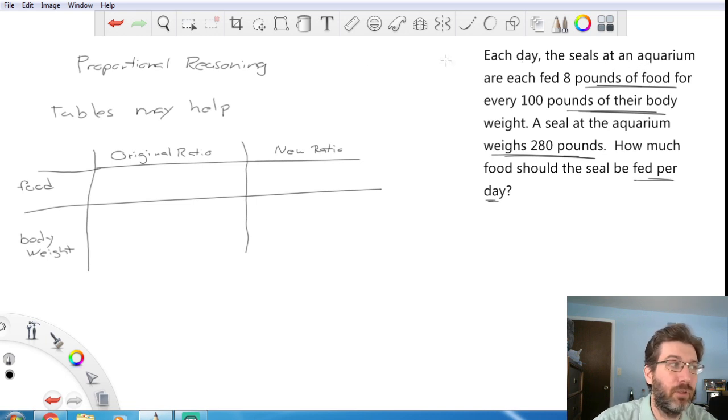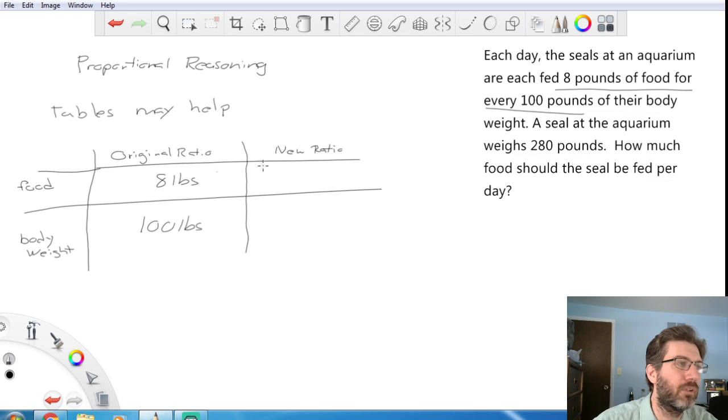But anyways, back to this problem. Here I'm just setting up a table, and then you're given an original ratio. For this one, your original ratio is 8 pounds of food for every 100 pounds of body weight. And then your new ratio, we don't know the amount of food, so this is an unknown. And the body weight here is 280 pounds.